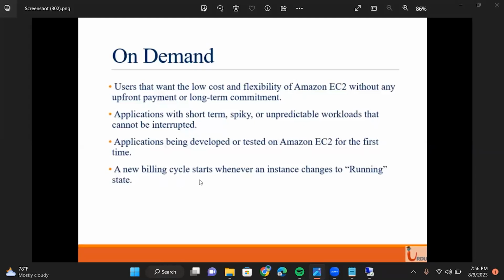Our new billing cycle starts whenever the instance changes to running state. If the instance is in the stopped state, it will not be a part of the billing cycle. Only if it's in the running state will a new billing cycle be generated. This billing cycle will keep adding to the previous billing cycle, and at the end of the month you will get your bill for all the services you have used till now.